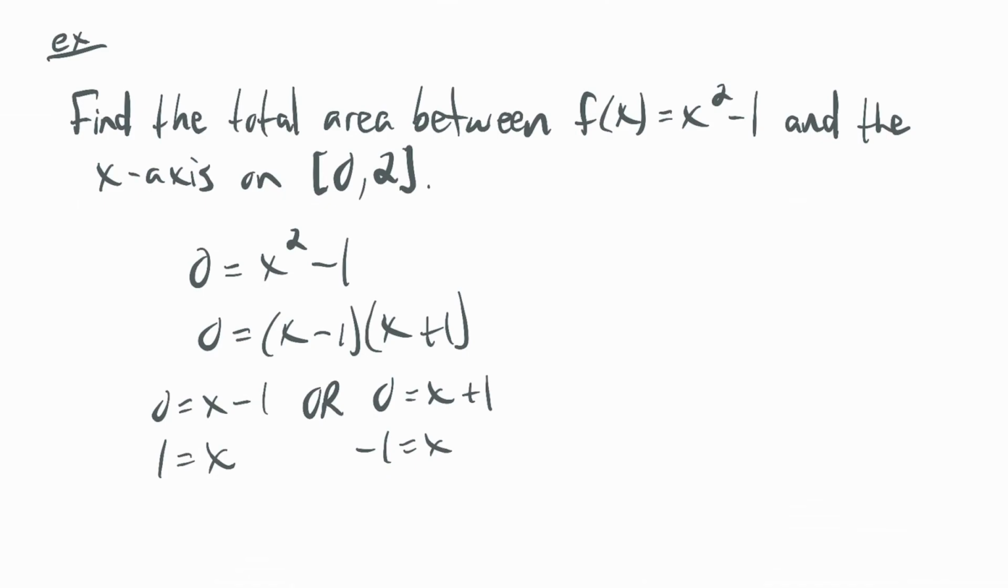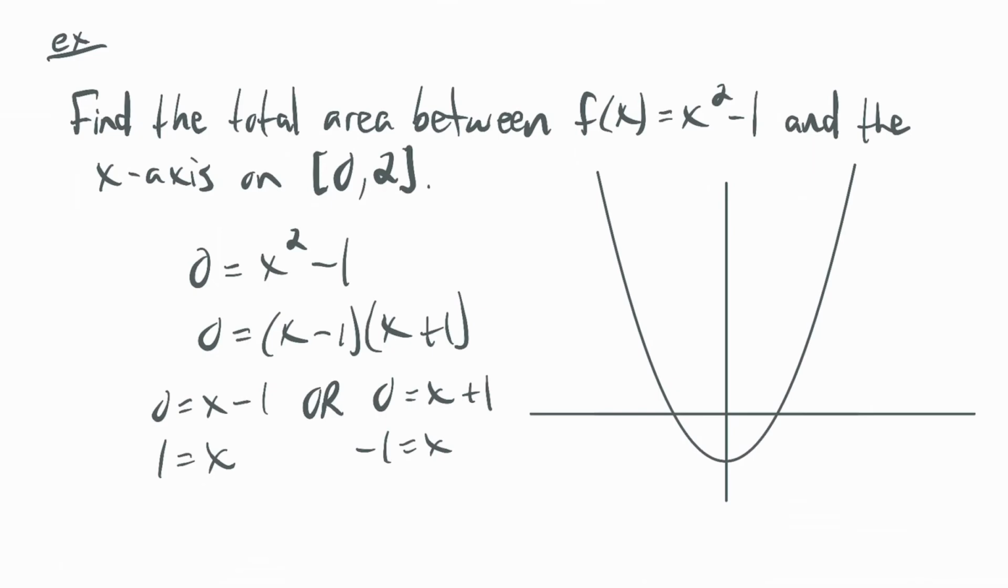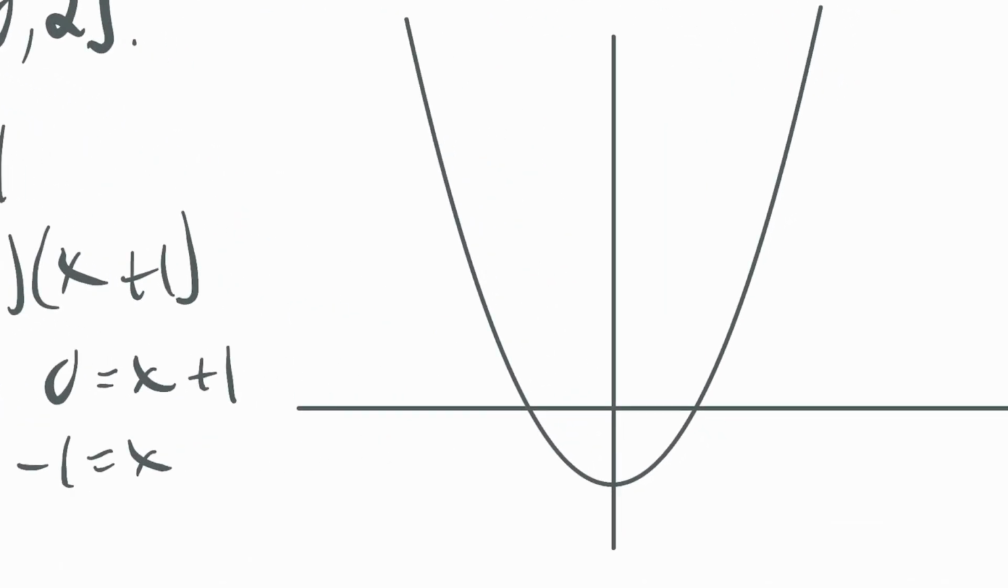So my graph is going to look a little bit like this. I'll just do a rough sketch. It doesn't need to be super accurate. Something like that, okay? So here is 1, where the graph crosses the x-axis. And let's say here's 2. So this section is going to be counted negatively. This section is going to be counted positively. So I need 2 separate integrals.